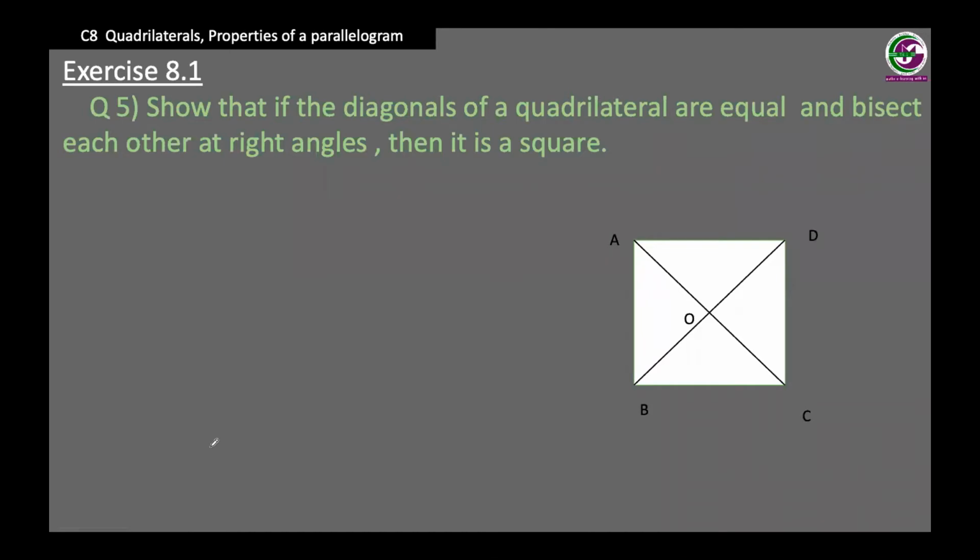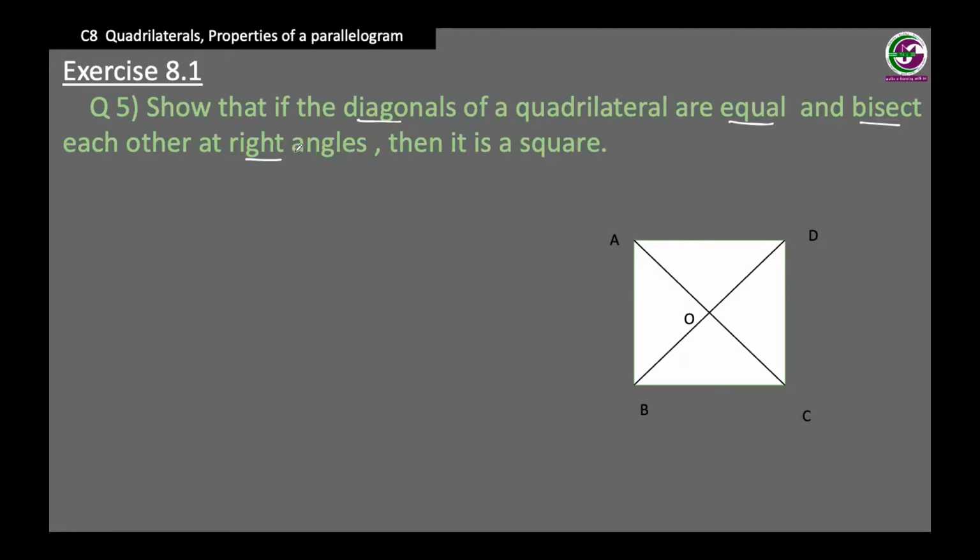Show that if the diagonals of a quadrilateral are equal, and they are bisected each other at right angles. So we are given three conditions. Diagonals are equal, they are bisected, and they are meeting at 90 degrees. Then we have to show that it is a square. So for that, we have to prove in three parts.